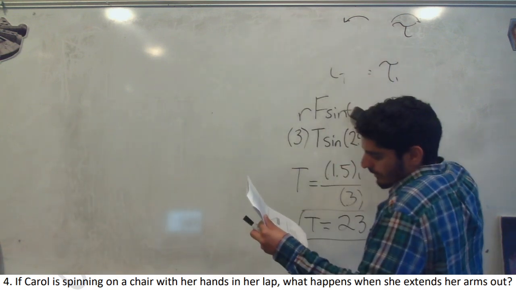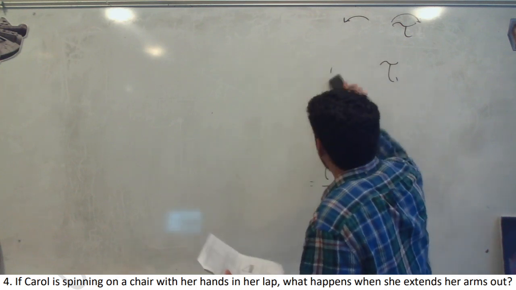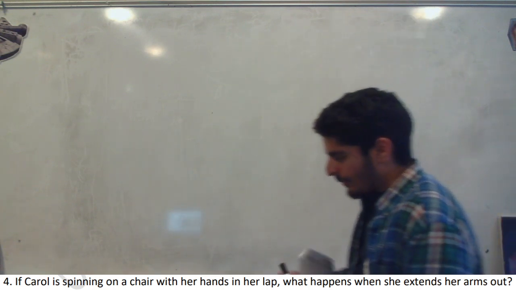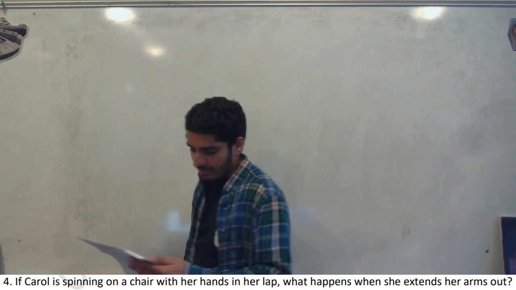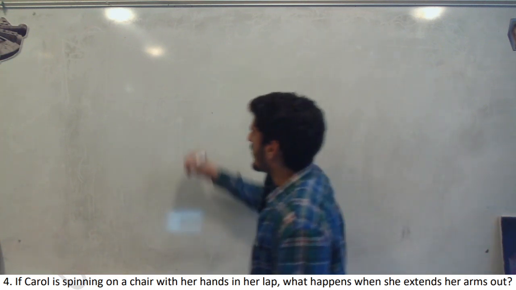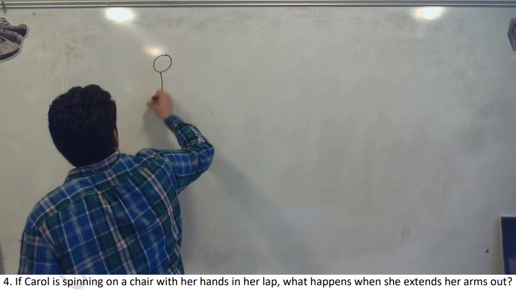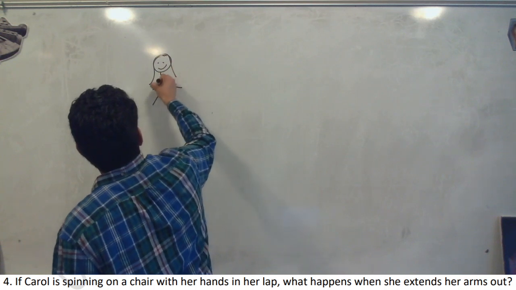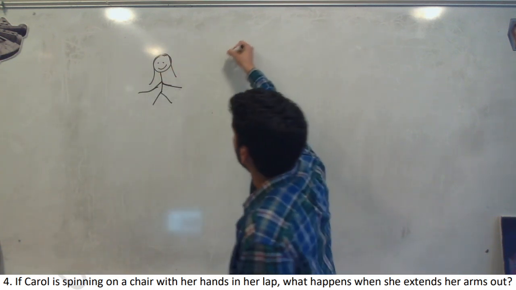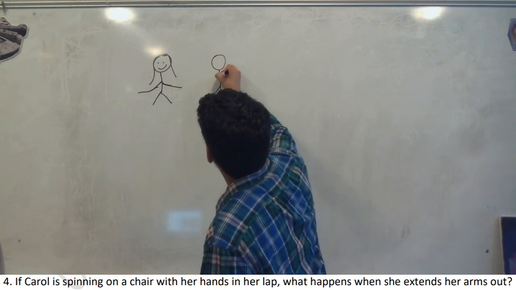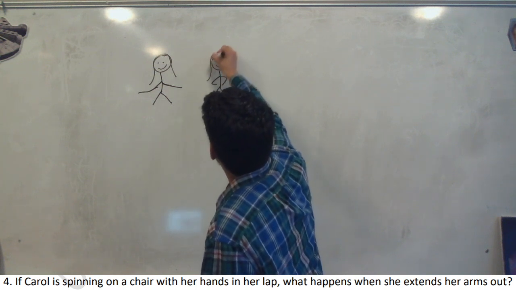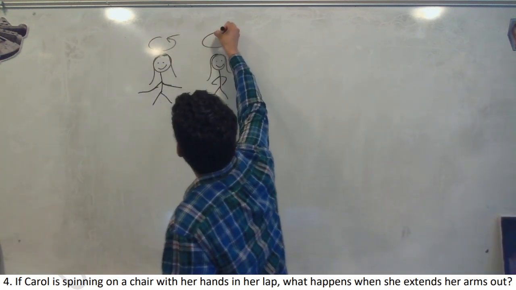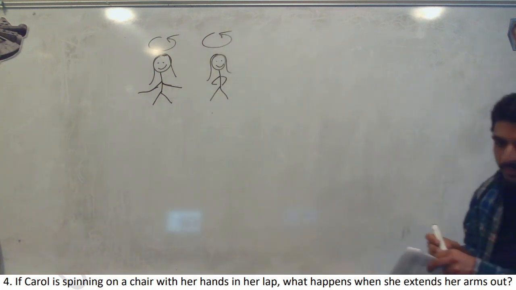In this case, we have Carol spinning in a chair with her hands in her lap, but then she's going to extend her arms out, and we want to know what's going to happen. Well, this is almost exactly like problem number 2. We're just going to draw her. There's Carol, happy to be here, and she has her hands sticking out. And then she decides to pull her hands inward. Still happy to be here. She's spinning in both cases. What's the difference between these two pictures?